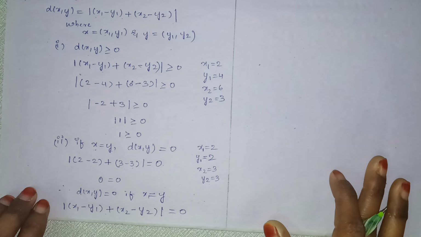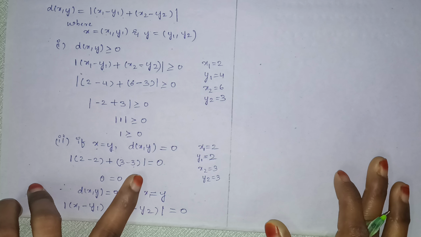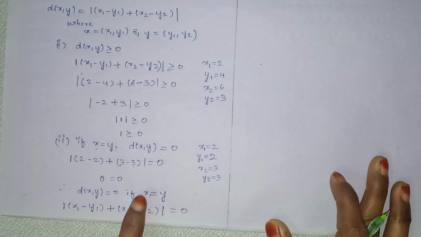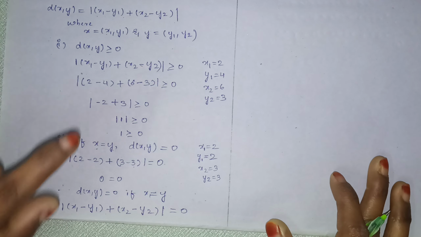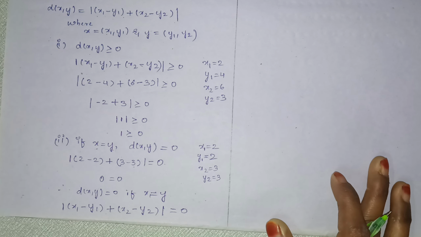So once more, see here, we got mod 2 minus 2 plus 3 minus 3, which is equal to 0. So d of x comma y is equal to 0 if x is equal to y. So we have d of x comma y is mod x1 minus y1 plus x2 minus y2, which is equal to 0. And now we need to prove the third property.